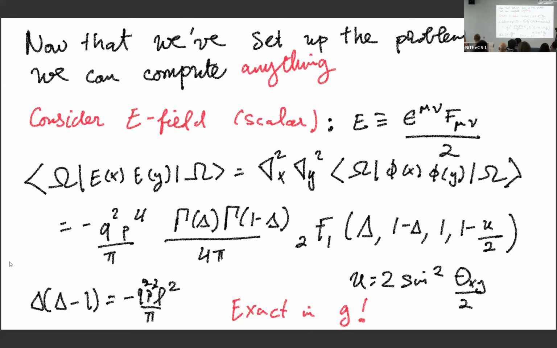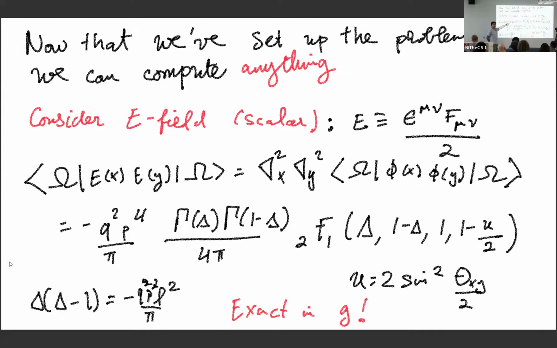But now the mass is determined by the coupling strength of the theory. There's no mass parameter that I inserted into the action. It's just what you find. So the electric field behaves like a massive scalar, even though we started with an action that had no massive degrees of freedom.